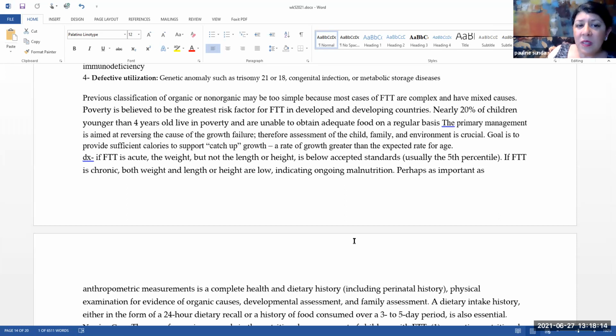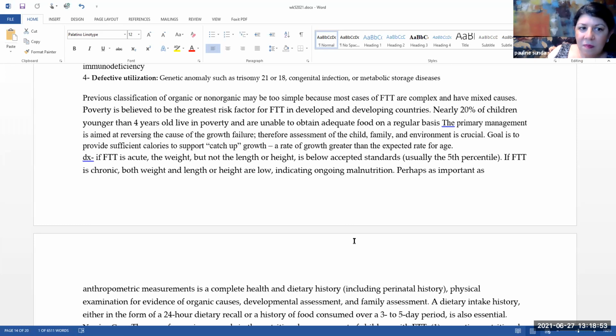Please note that poverty is believed to be one of the greatest risk factors for failure to thrive in developed as well as developing countries. Nearly 20% of children younger than 4 years live in poverty and are unable to obtain adequate food on a regular basis. The primary management is aimed at reversing the cause of growth failure. Therefore, an assessment of the child, the family, and environment is crucial. The goal is to provide sufficient calories to support catch-up growth at a rate of growth greater than the expected rate for the age.